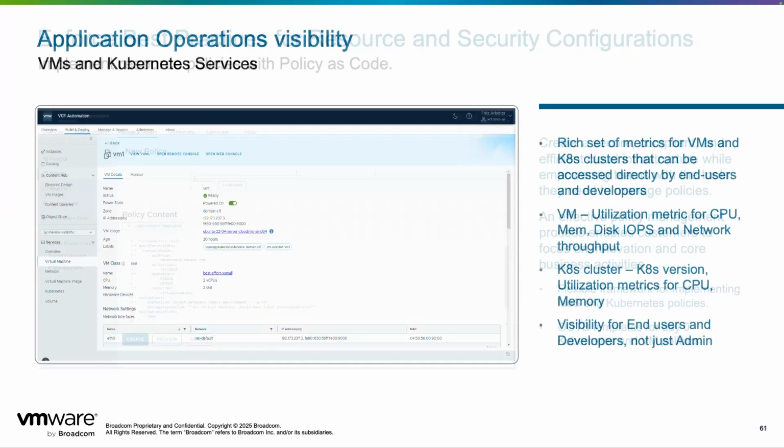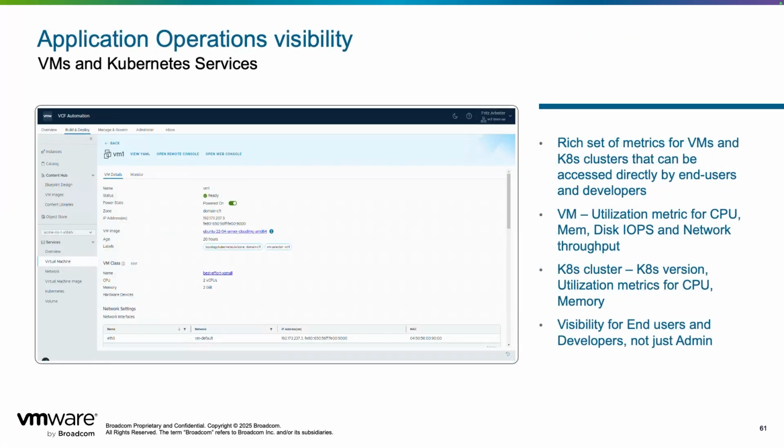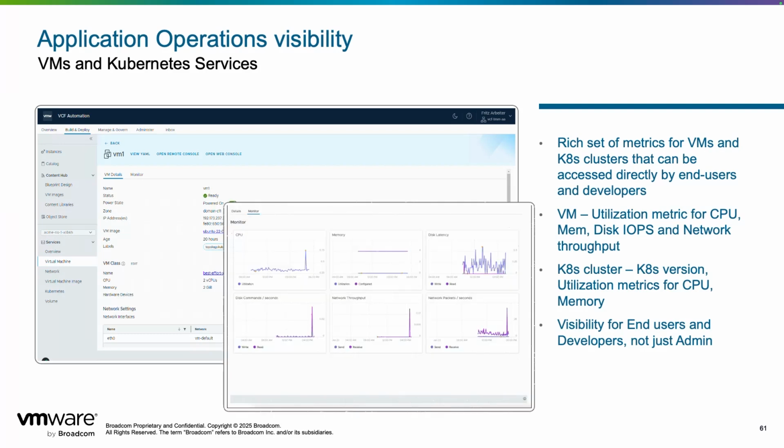With VCF Automation and VCF Operations, end users and developers can easily review a rich set of metrics for VMs and Kubernetes clusters. These metrics for VMs include utilization of CPU, memory, disk IOPS, and network throughput. For Kubernetes clusters, users can review the Kubernetes version and utilization metrics for CPU and memory consumption.